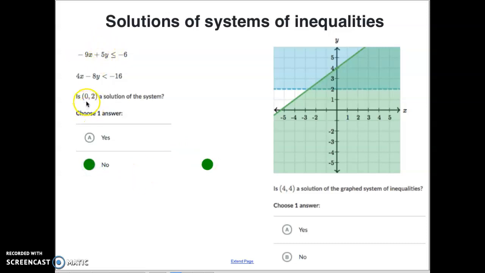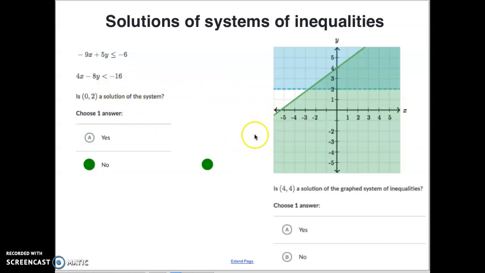Would it have held true for the other one? See, 0 times 4 would be 0. 2 times -8 would be -16. So 0 plus -16 is -16. Is -16 less than -16? No. So in this case, it actually was not true for either one. It only needs to be not true for one or the other. It doesn't need to be for both, although in this case it did not hold true for both.